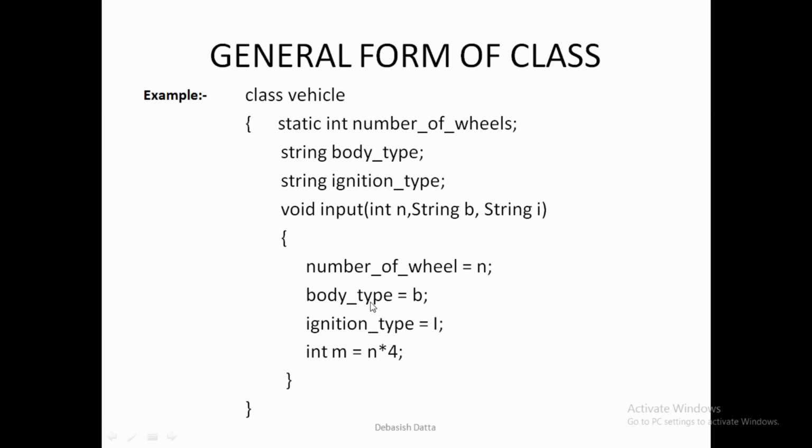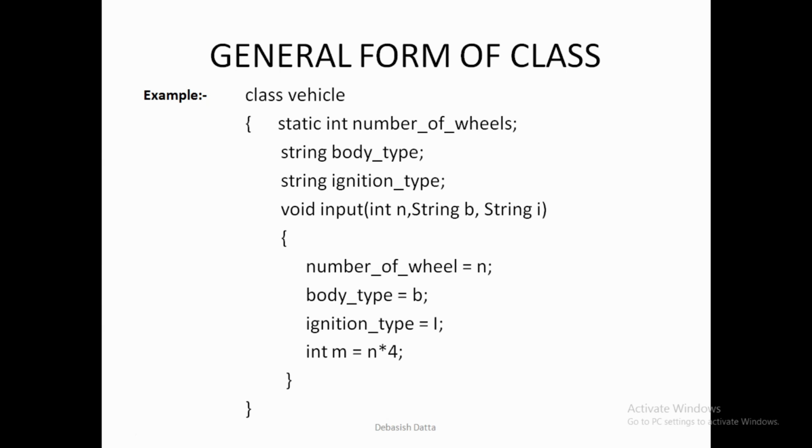So according to that, the variable m, which you can see is defined inside this input method, is not a member variable. It is a particular group of variable which is called a local variable, which will come in a later part of this video tutorial. So all in all, we have created a class with a few member variables and a method.